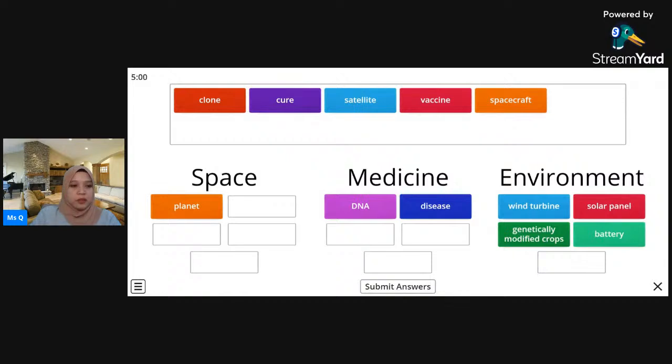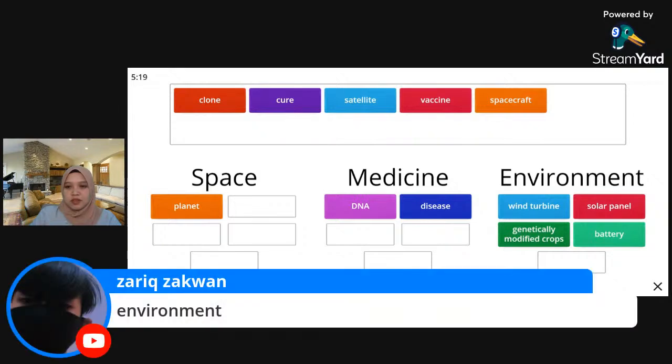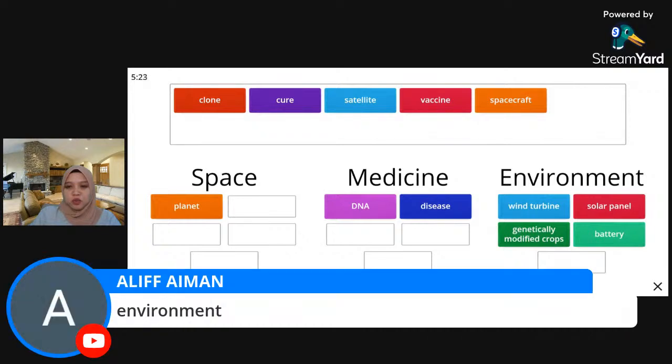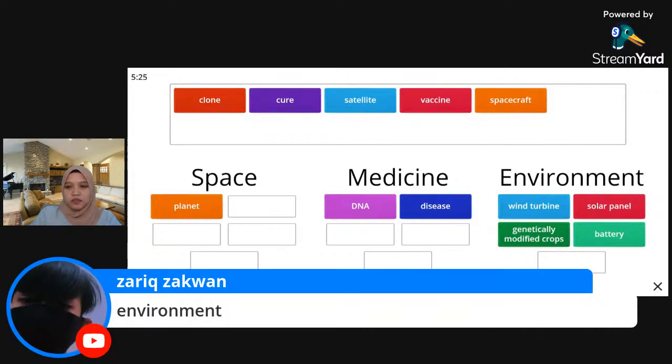Clone. Where would that be? Clone is environment. Okay, most of your answer environment. Okay, let's try if that's the correct one.